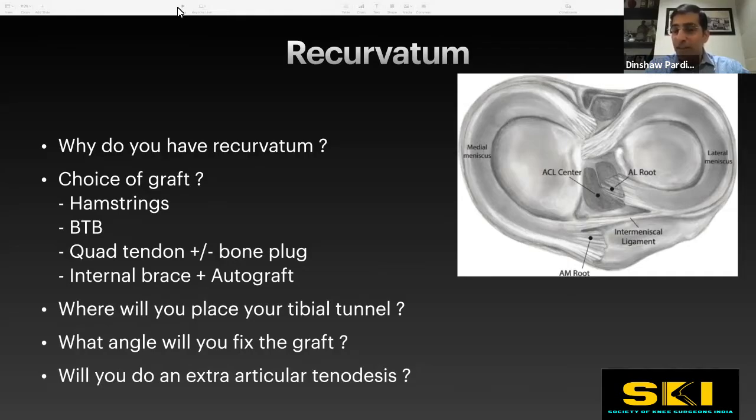If I'm going to be fixing it at the same position, there's a high chance that it would actually cause stress shielding. It'll be stronger than the graft. The graft is not going to ligamentize and heal normally.